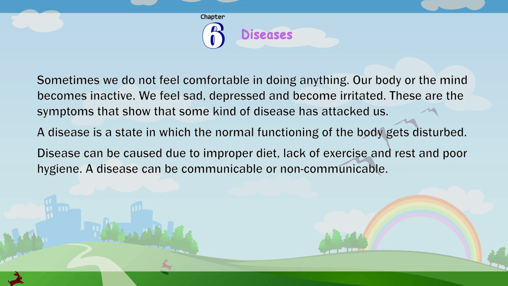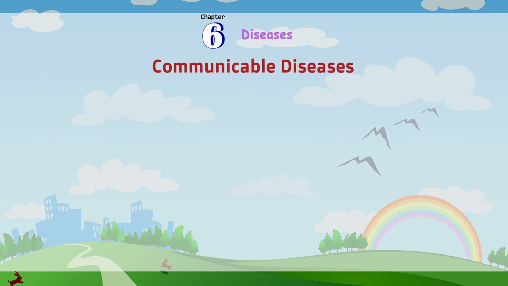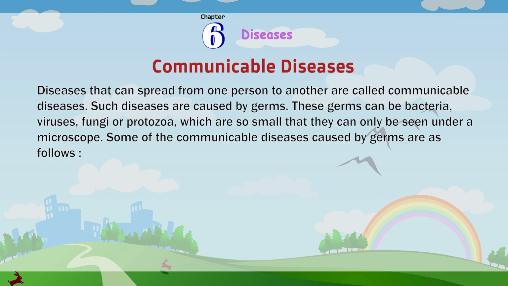A disease is a state in which the normal functioning of the body gets disturbed. Disease can be caused due to improper diet, lack of exercise and rest, and poor hygiene. A disease can be communicable or non communicable. Communicable diseases. Diseases that can spread from one person to another are called communicable diseases.